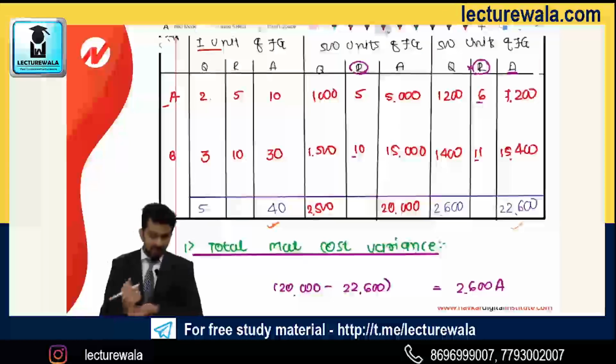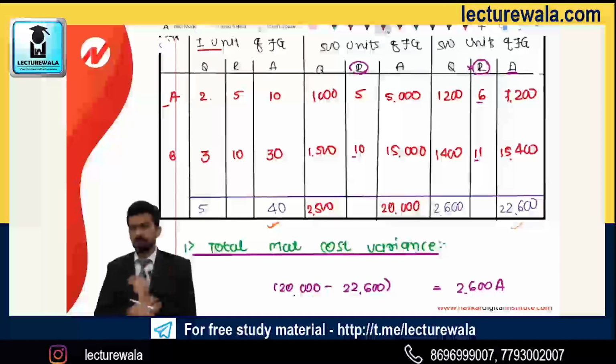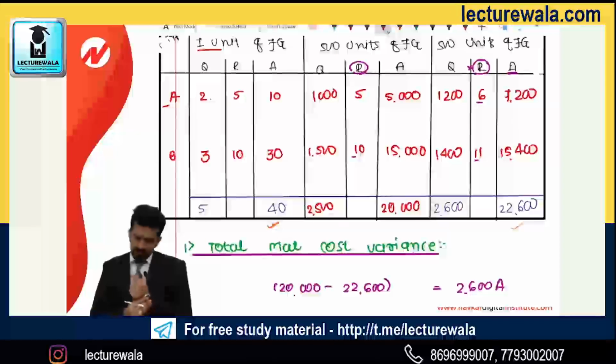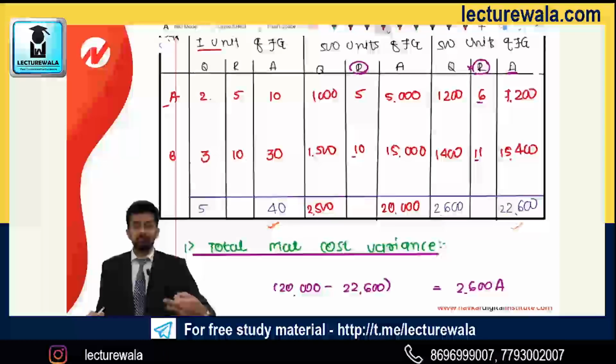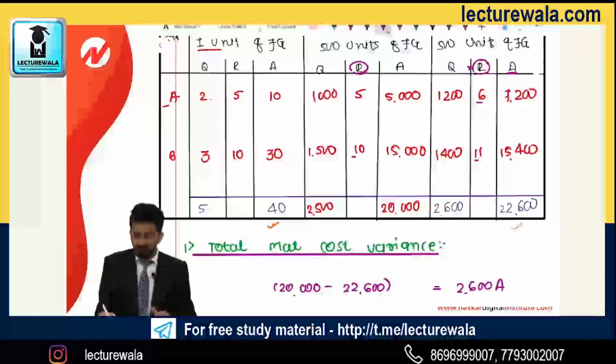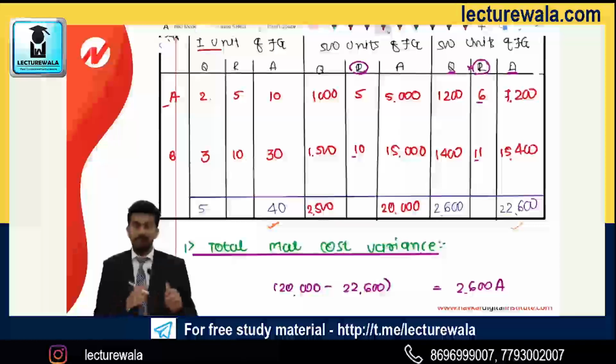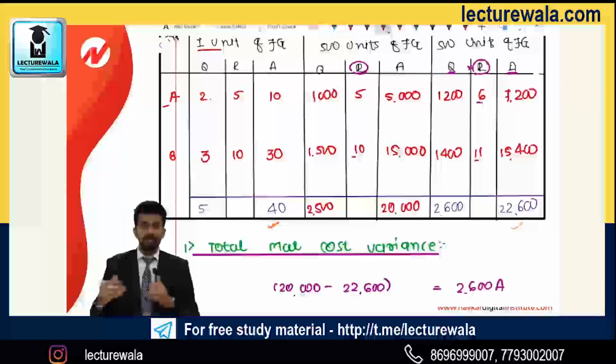And I came to know that there are 2 aspects of it. One is price: you might have procured at a wrong price. That is the responsibility of the purchase manager. Or also it is possible you might have used a higher quantity. Now using is the responsibility of the production manager. And for the production manager, we're going to have a separate variance.